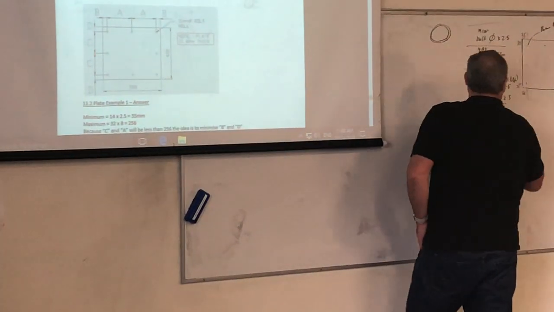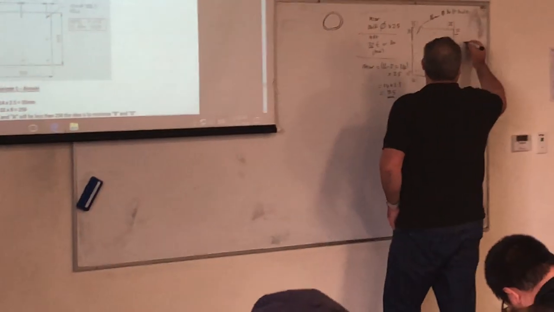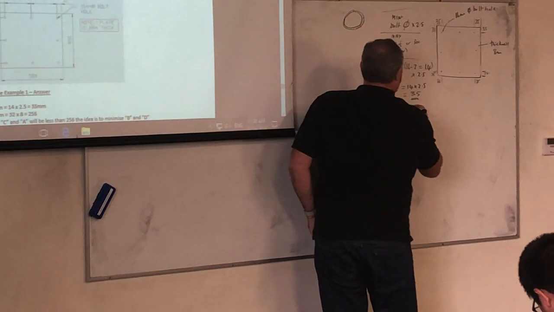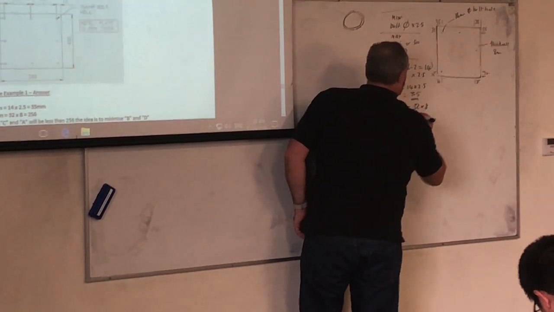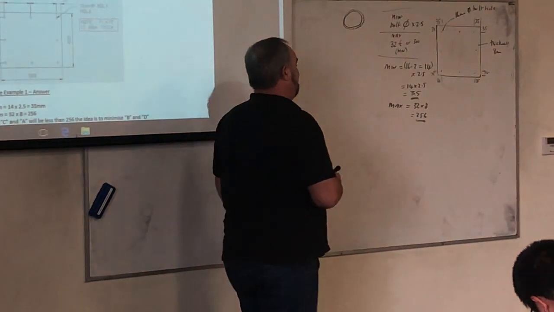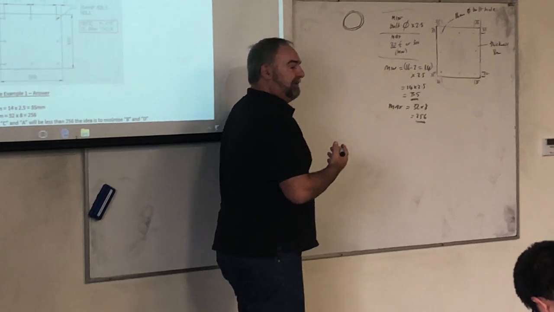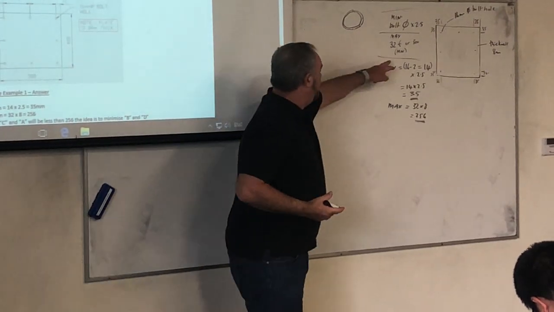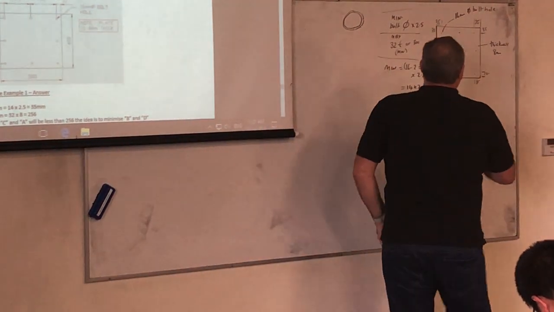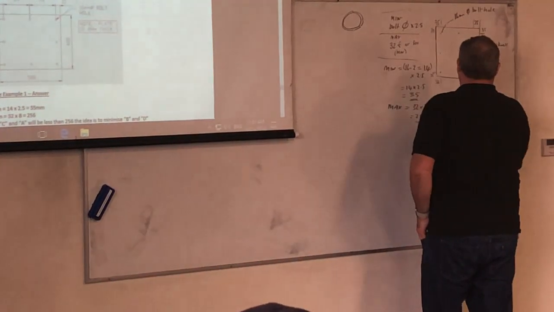So that's our minimum. Our maximum is the thickness. The thickness of this is 8, I think. Does it say that there? Yeah, 8 millimetres thick. Thickness is 8 mils. So therefore our maximum equals 32 times 8, which equals 256. So that's our maximum, 256. Obviously that's less than 300. So it's 256.